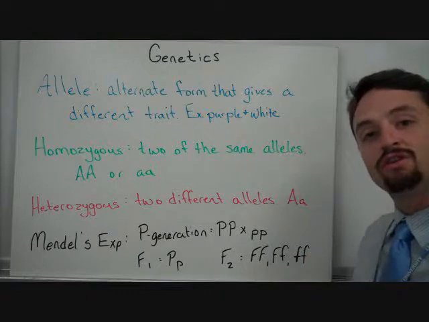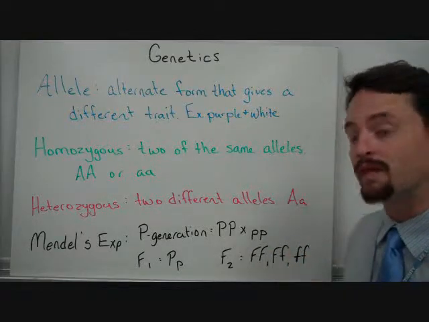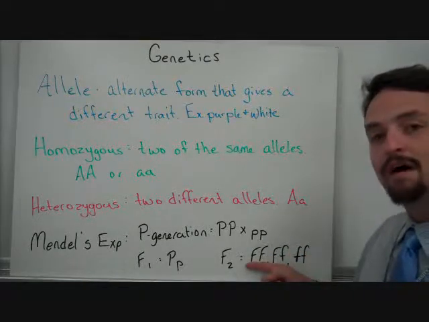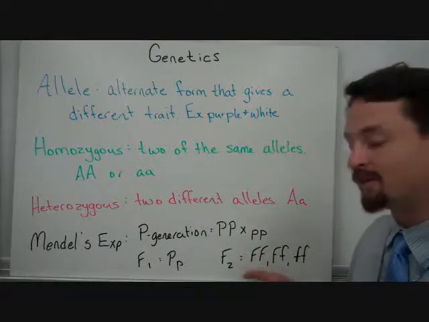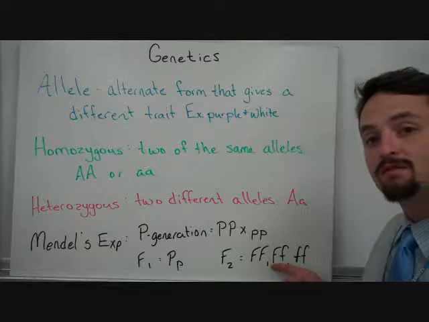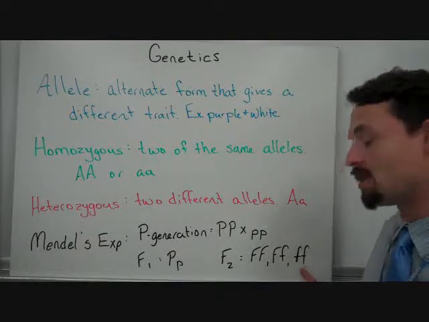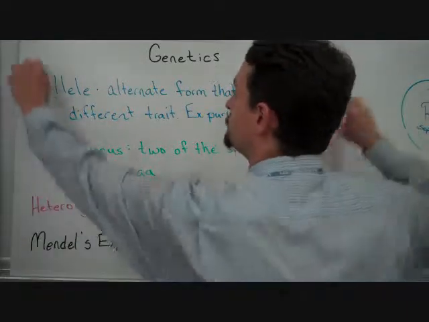And then in his F2, this is where it gets a little bit more complicated. He would have had both homozygous dominant, that should be big P, I don't know why I've got F's there, heterozygous, which are big letter, little letter, and then homozygous recessive as well.